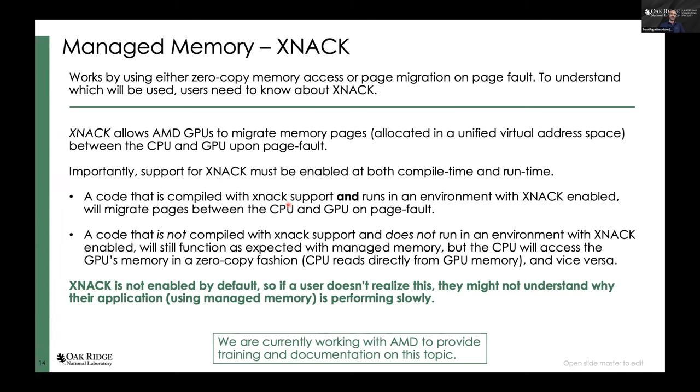So a code that's compiled with XNACK support and runs in an environment with XNACK enabled will then migrate the pages between the CPU and the GPU on page fault. A code that is not compiled with XNACK and does not run in an environment with XNACK enabled is going to use this zero copy memory access. And so it might be slower depending on your application. In a lot of cases, the page faulting is the faster way to go. So zero copy still gives you the correct answers. You'll just see slow kernels as the memory is accessed in that zero copy fashion.